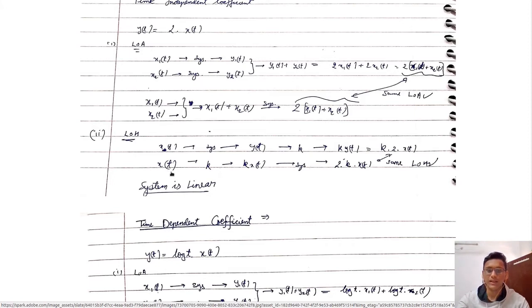Now taking the single x(t), multiplying it with the constant k, we get k x(t), and passing it through the system, we get 2k x(t). Again, these two both are the same. So the law of homogeneity is obeyed, which implies the system is linear.